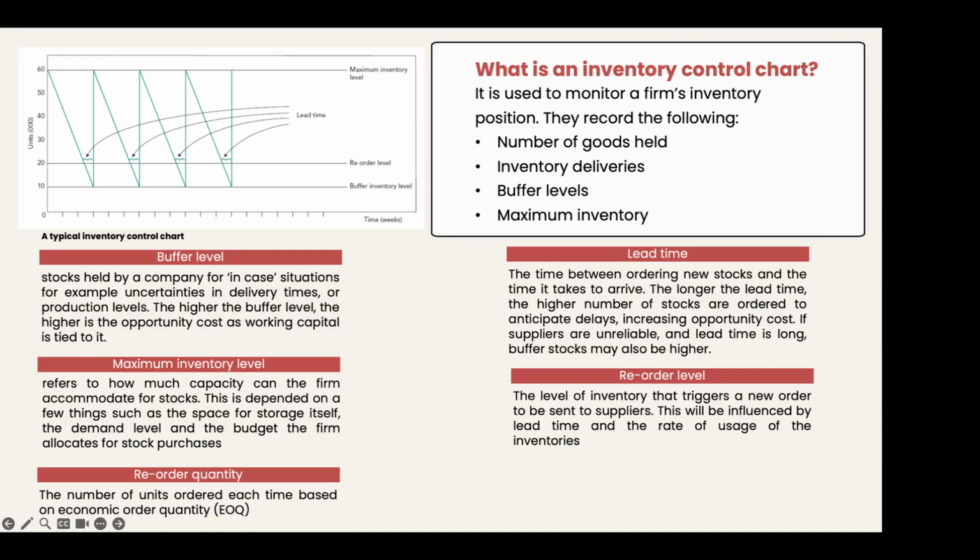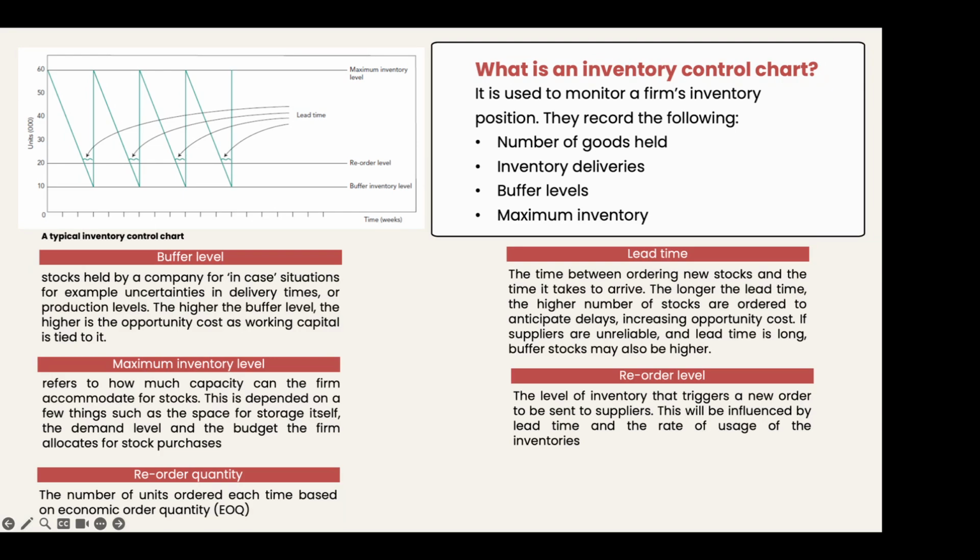Okay, so once it reaches here, depending on the system that the companies use, suppliers will be triggered to say, hey, company A needs stock, right? So this is where the reorder level helps the company and the supplier to be on their toes, ensuring that supplies come in at the right time. This will be influenced by lead time and the rate of usage of the inventories as well. So reorder level depends on how fast the stock goes down, and things like that.